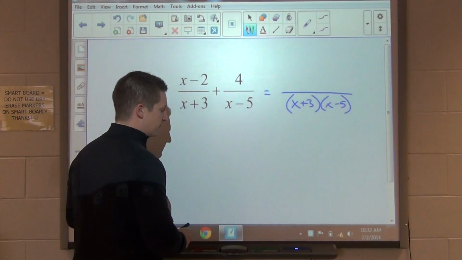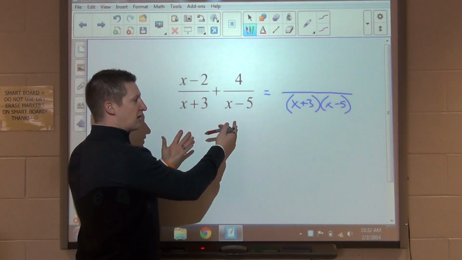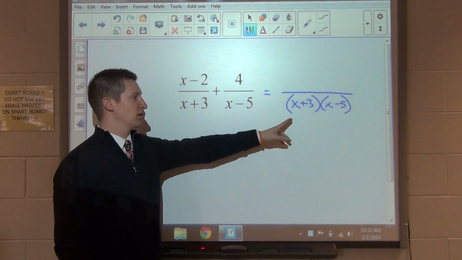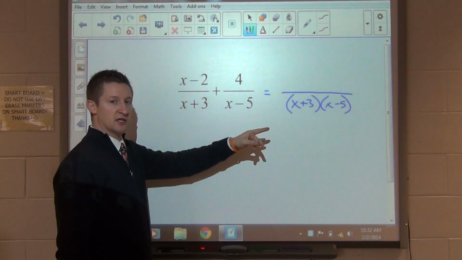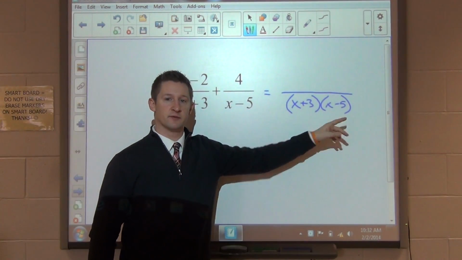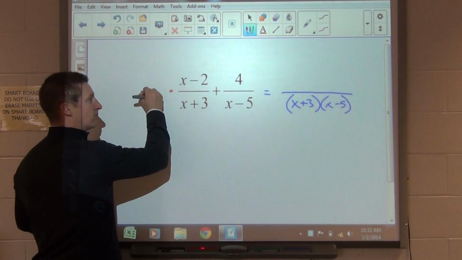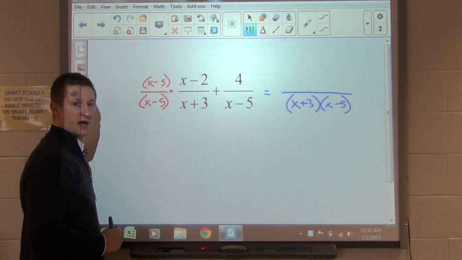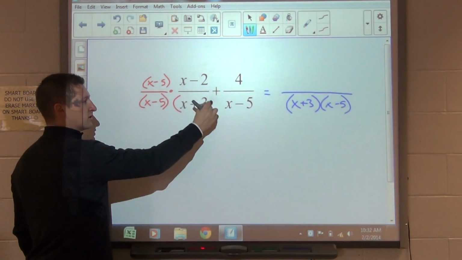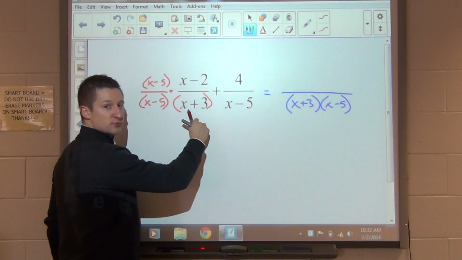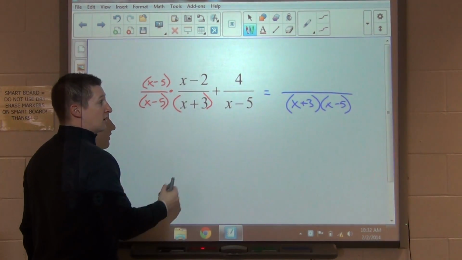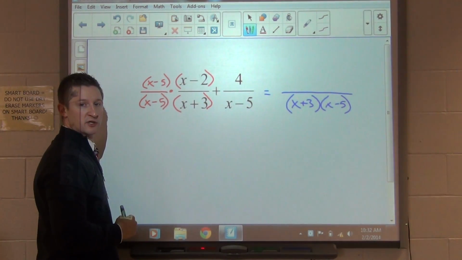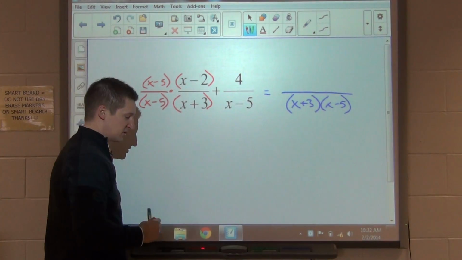Now, with that taken care of, I have to somehow change each of these fractions so that they have that common denominator. Well, the fraction on the left already has x plus 3 as a factor. It's missing the factor x minus 5. That being the case, we're going to multiply both the numerator and the denominator by that missing factor x minus 5. Now notice this turns our denominator into x minus 5 times x plus 3, which is the same as we see over there. In the numerator, I will then use FOIL to multiply these two binomial expressions together. I'll save that for just a second.